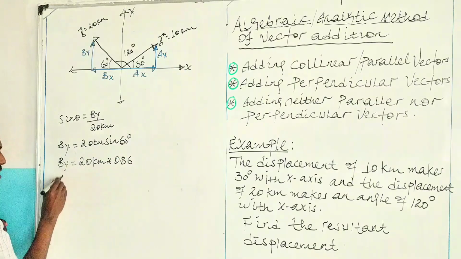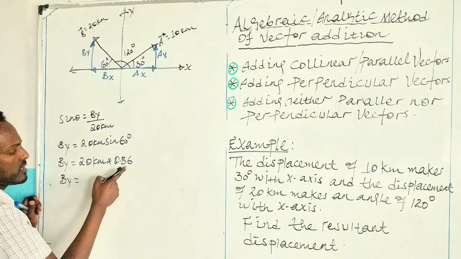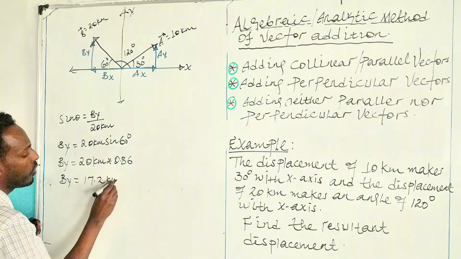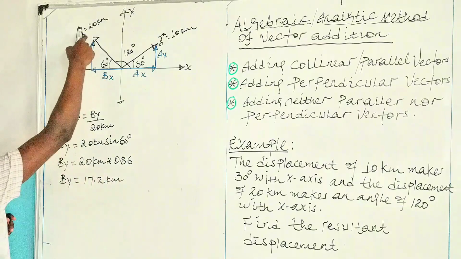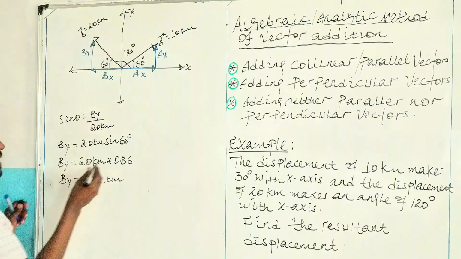0.86. So vector B along y is equal to 17.2 kilometer, which is positive. That's why By is acting along the positive y-axis.